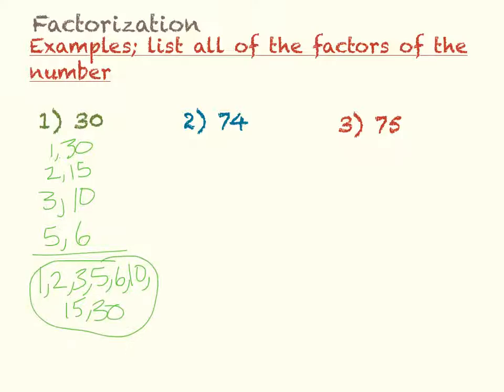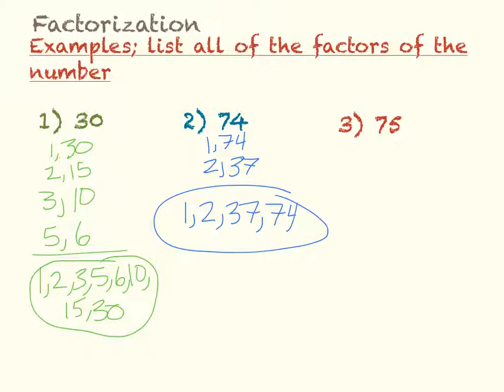And the next one, 74. Well, 74, we know we have 1 times 74, so those are both factors. Divide by 2, we get 37. And now we want to look to see if there's anything else bigger than that. And if you go through all the factors, you realize that there aren't any more. So the only factors of 74 are 1, 2, 37, and 74.